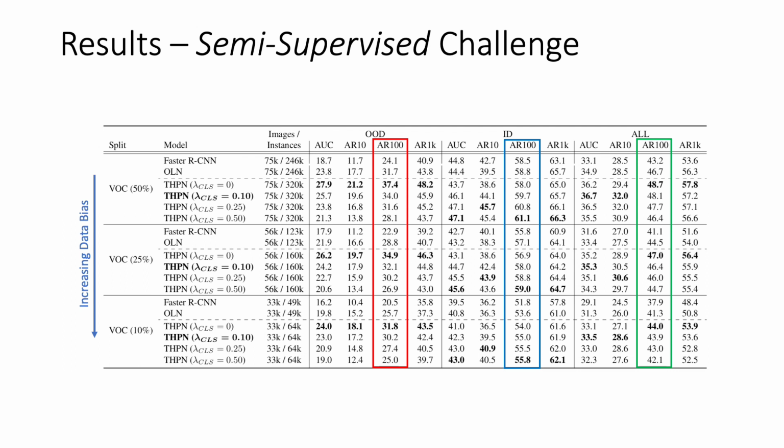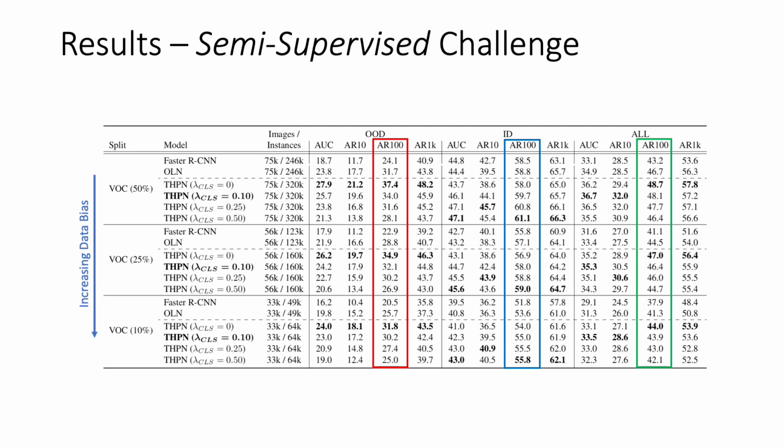We also devise a semi-supervised challenge. Here, we use the VOC class split, but we randomly subsample the number of labeled instances that we assume we have access to for training. Intuitively, in low data settings, like VOC 10%, existing solutions will face significant implicit bias, leading to poor ID and OOD generalization.